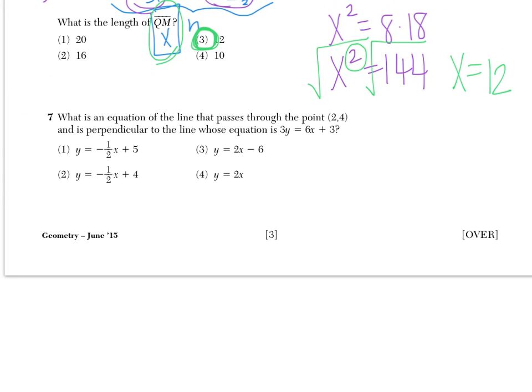Number 7 says, what is an equation of the line that passes through the point 2, 4 and is perpendicular to the line whose equation is 3y equals 6x plus 3? So perpendicular immediately tells you that you need opposite reciprocal slopes. Opposite reciprocal slopes. Which means we have to flip and negate.